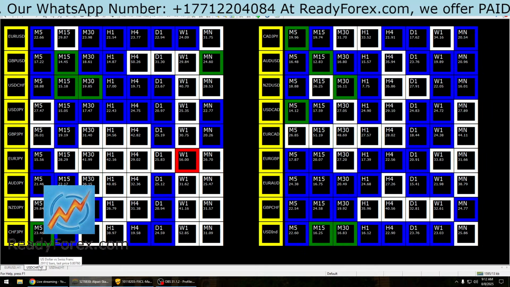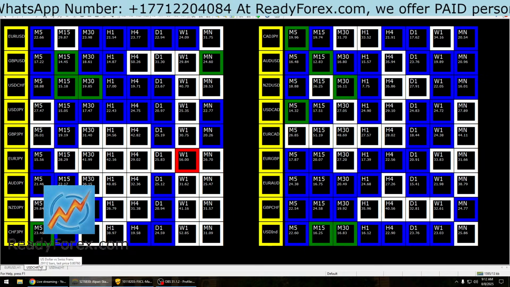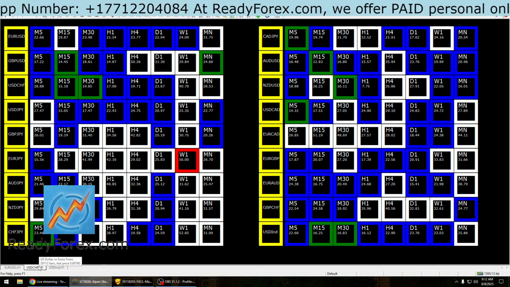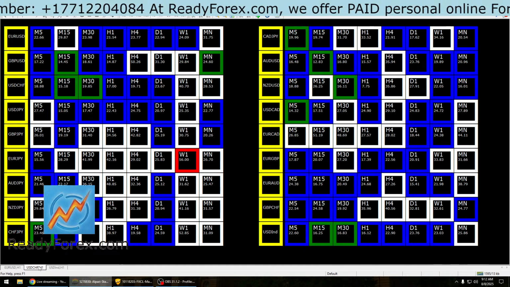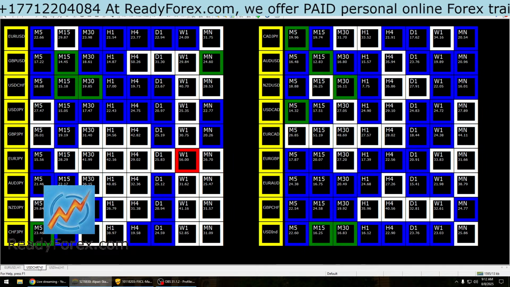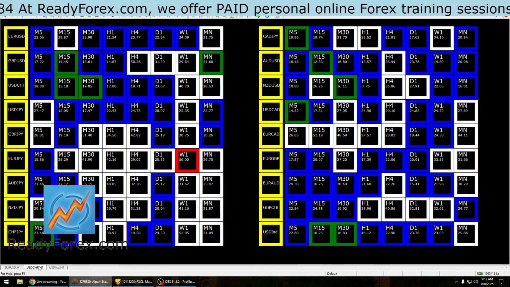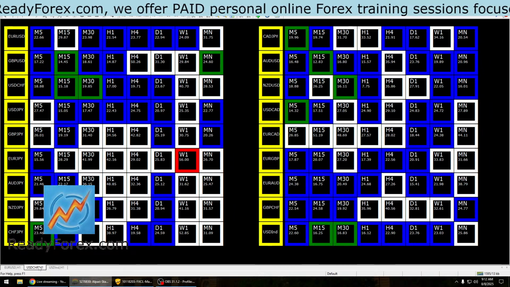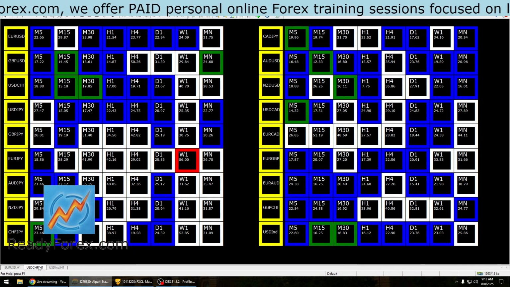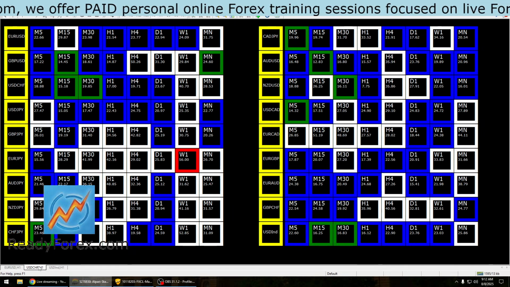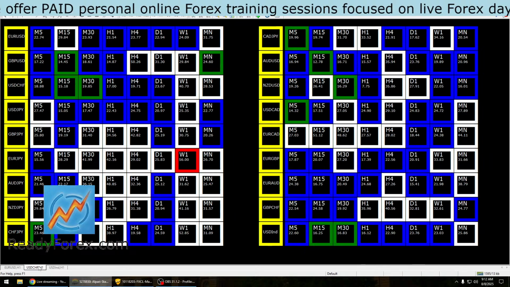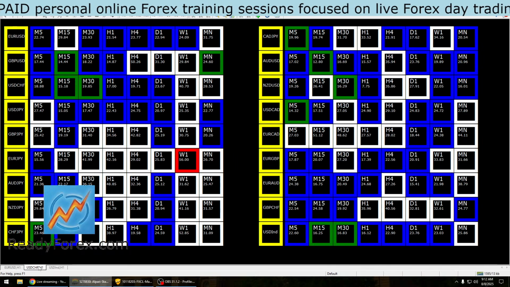Okay, this is the radar screen indicator I actually designed, coded and created. These are custom indicators. They basically help me to forecast the market and also to trade the market.